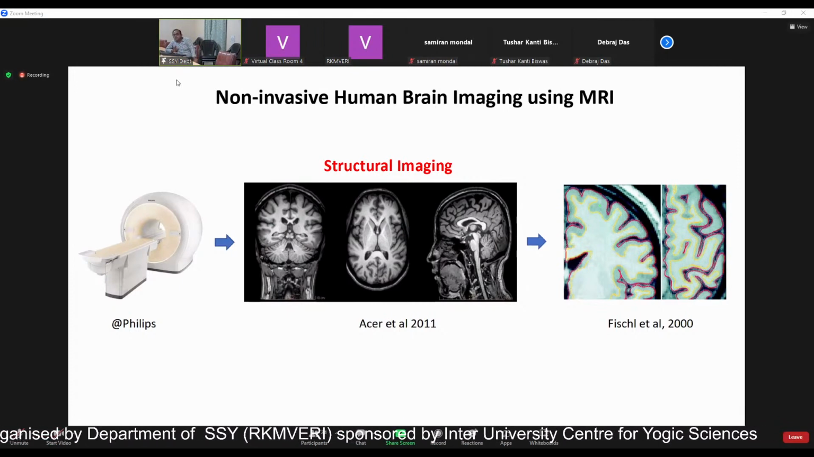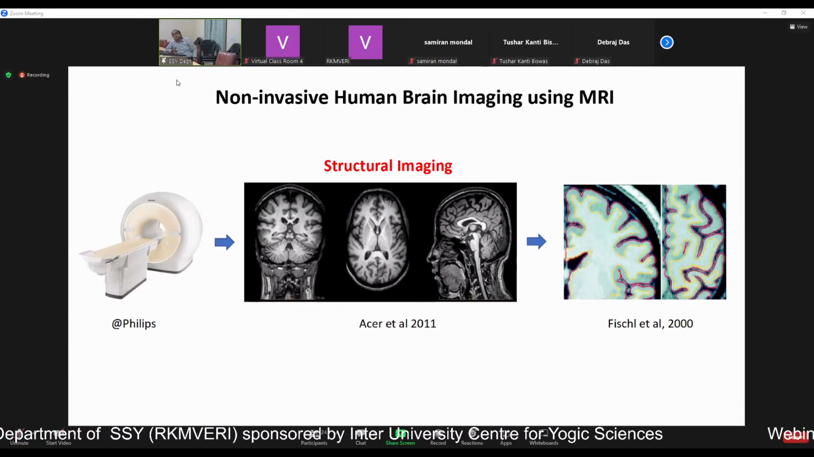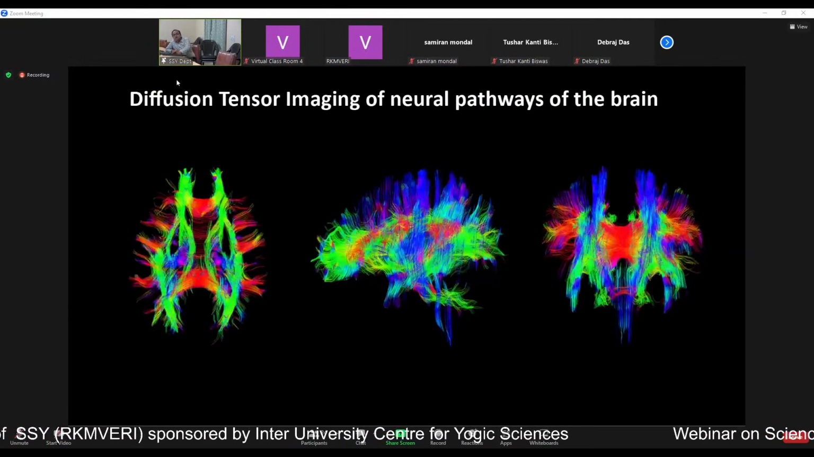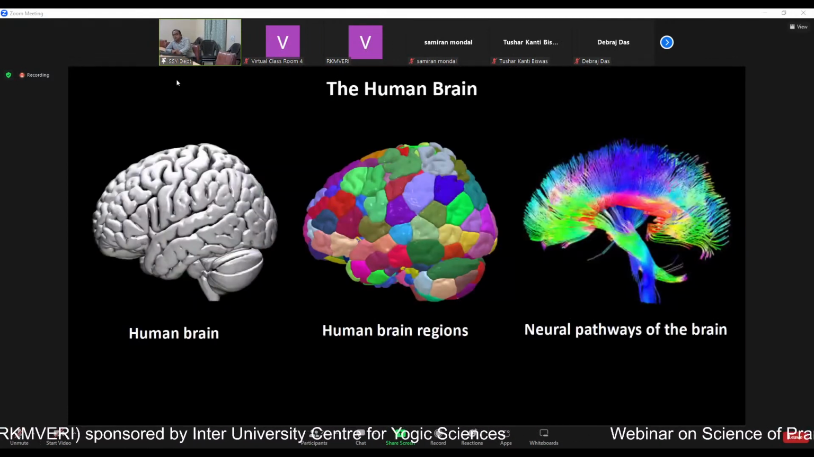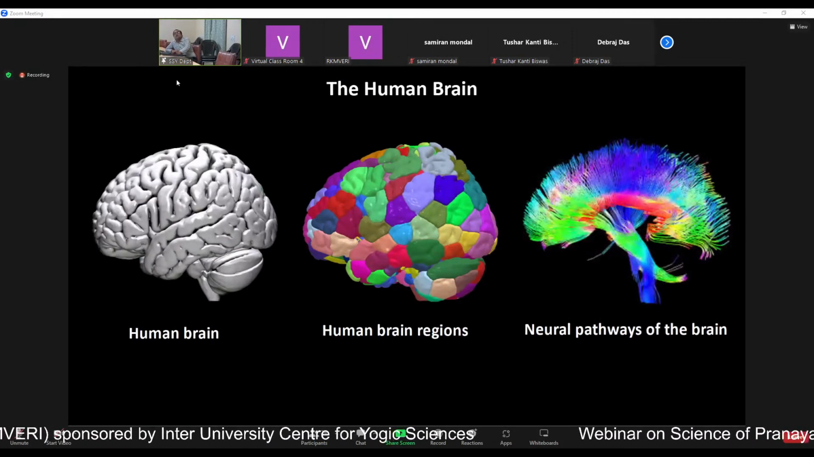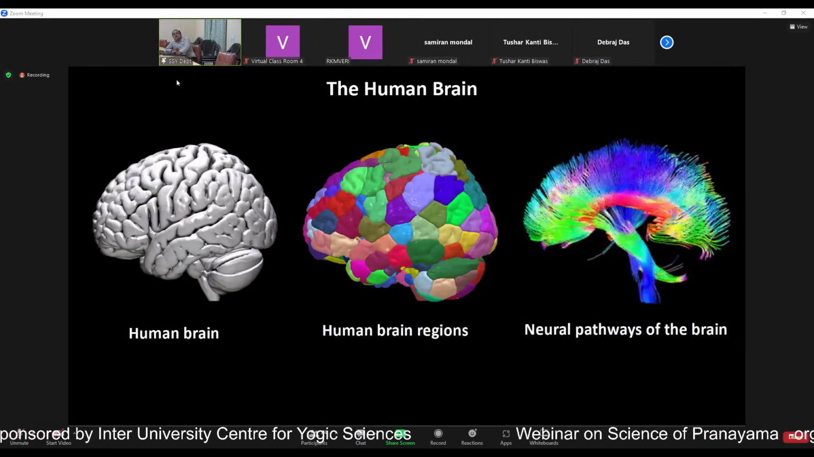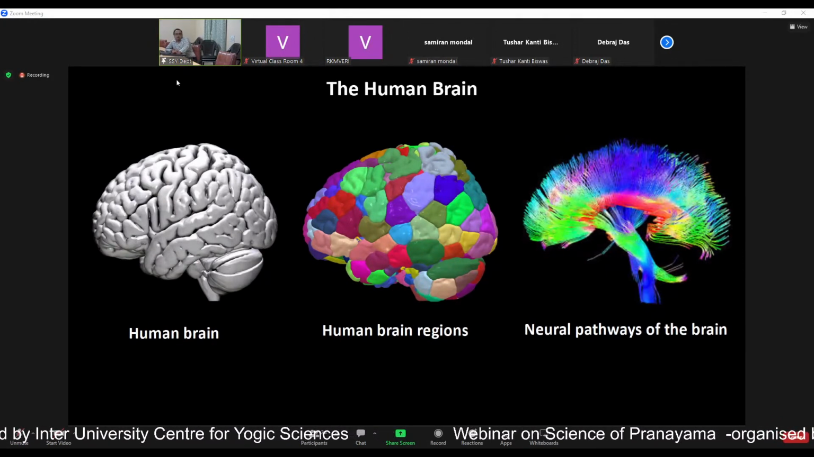So these are very important parameters, because what we do is check how these parameters change in different conditions. So this is one aspect. Now, earlier I talked about how different brain regions communicate with each other using these neural pathways. So can we study those neural pathways non-invasively, without opening the brain, in a live human brain?